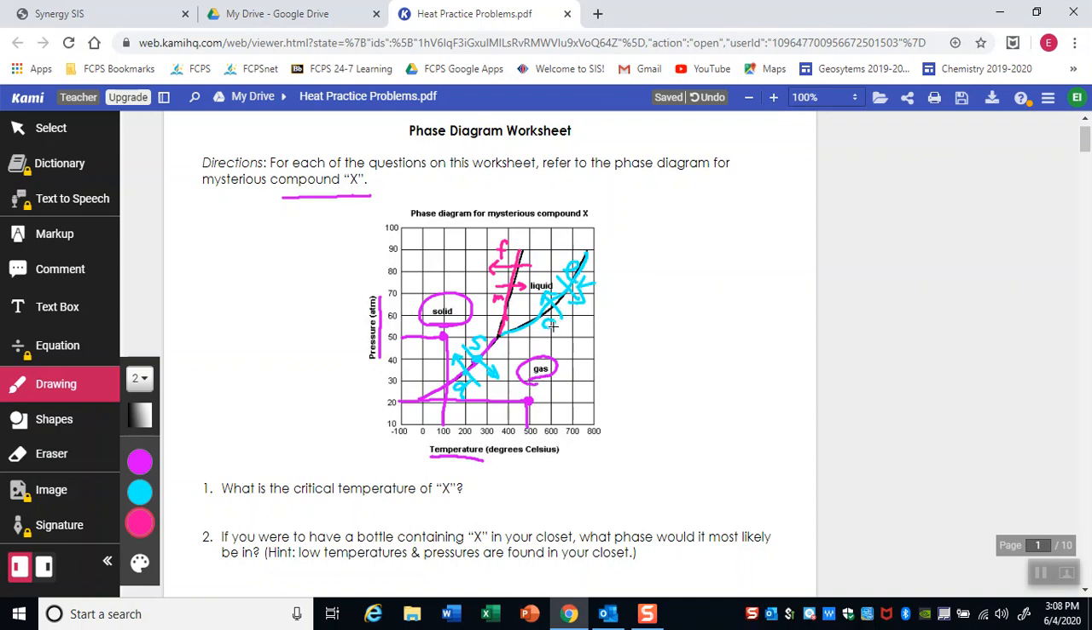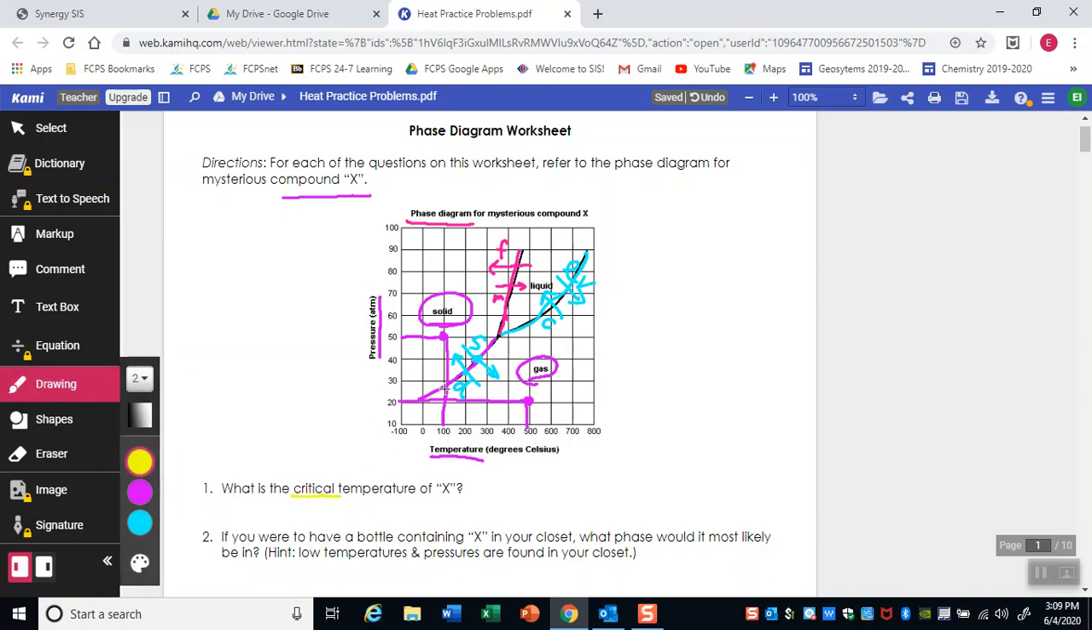Evaporation and condensation are opposite phase changes. And then sublimation and deposition are opposite phase changes. So that's why this is called a phase diagram. All right, so there are a couple points here that are very important.